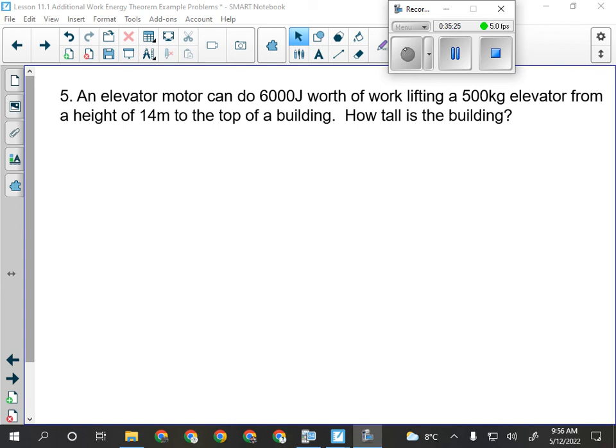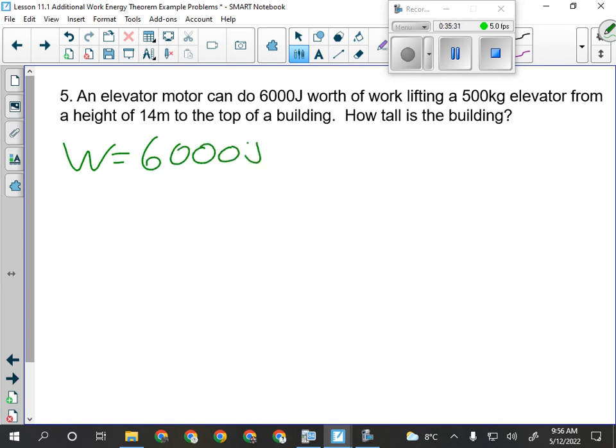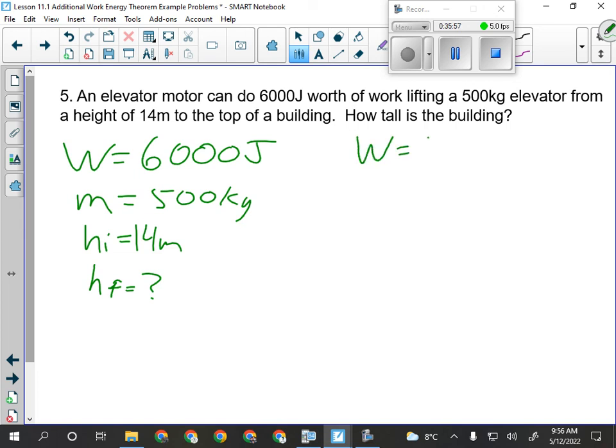All right, so in this question, they tell us that an elevator motor does 6,000 joules worth of work. They tell us the work, okay? And they tell us the mass, 500 kilogram elevator, okay? And it's going from a height of 14 meters to the top of a building. We don't know how high that building is. It's what we're being asked to calculate, okay? So we need to figure out what kind of energy is being changed here. What kind of energy is being changed? Potential, yeah, because we're changing height here, right?